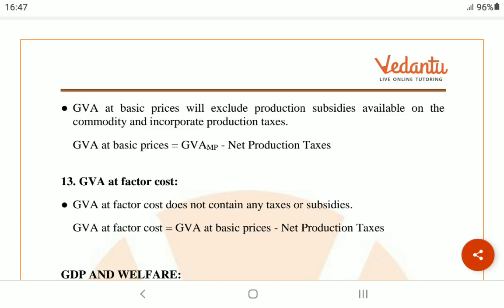Next is GVA at factor cost. GVA at factor cost does not contain any of the taxes or subsidies, so therefore GVA at factor cost is equal to GVA at basic price minus net production taxes. This is the formula.